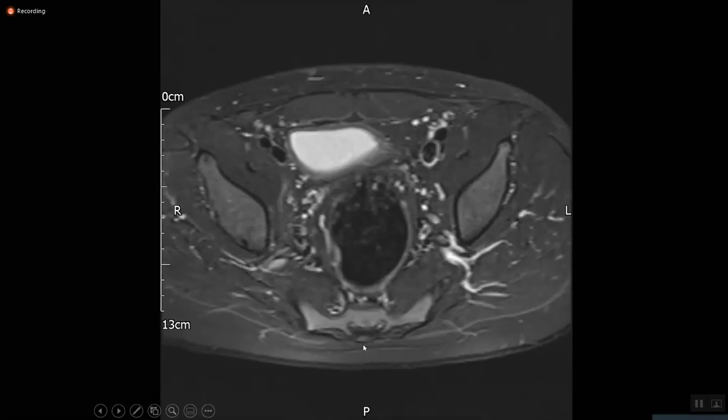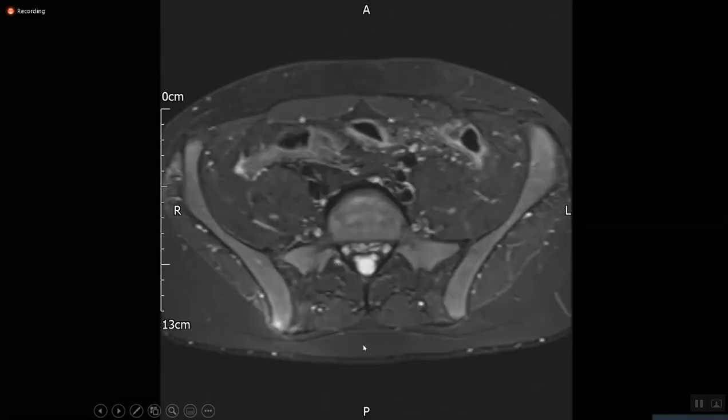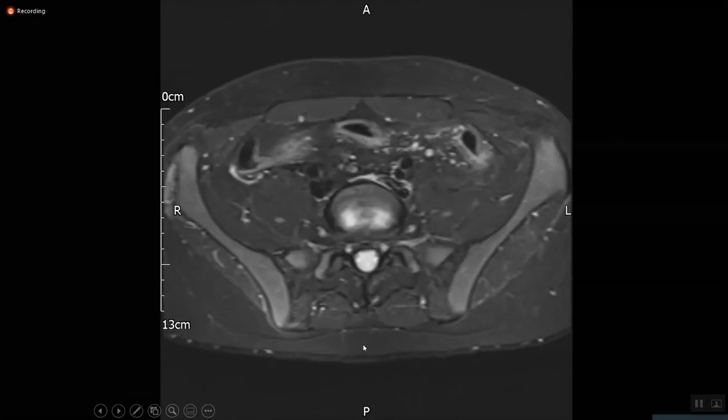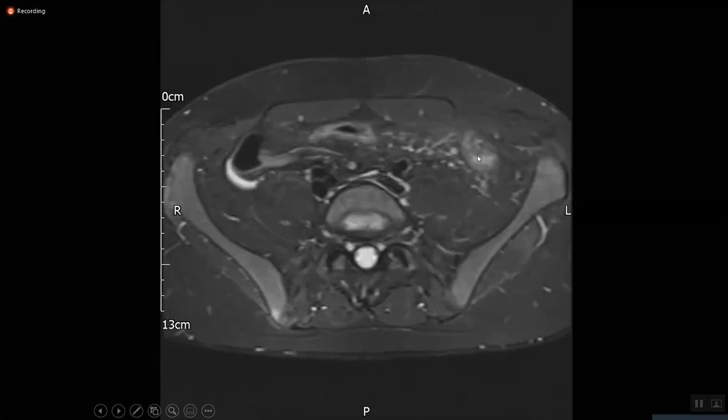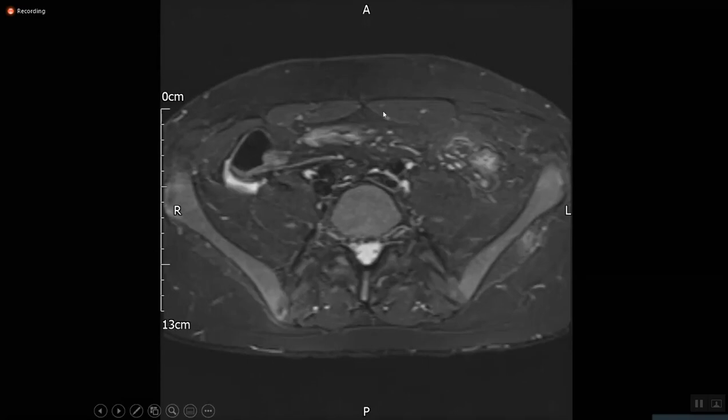Okay, I can see this. So there's also abnormal signal and some edema surrounding the sigmoid colon, and there's an area of. So what is your conclusion?